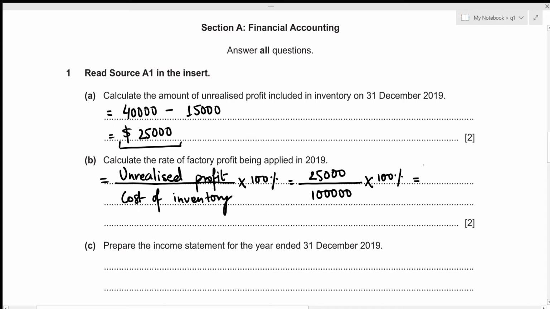Now this gives our rate of factory profit being applied in the year 2019 to be 25,000 divided by 100,000 times 100%, which results in the rate of 25%. This concludes the second part of this question. Now we can move towards the third one. We need to prepare income statement for the year ended 31st December 2019.